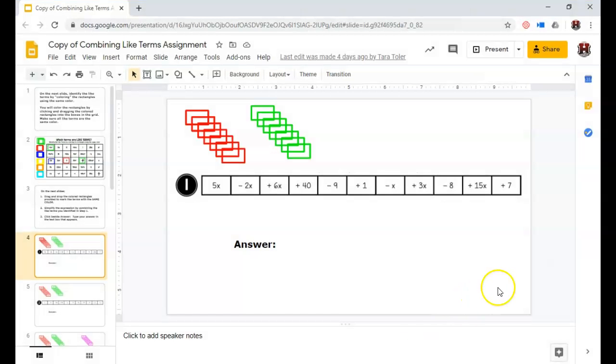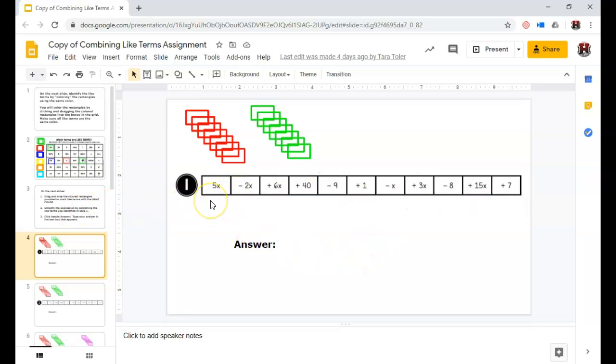When you open today's assignment, you will notice that these problems, like I've been writing on the board, have been written so that these terms are already in boxes. And you are going to put like colored squares around your like terms, just like I was drawing in those examples that I just did. So here's your first problem.